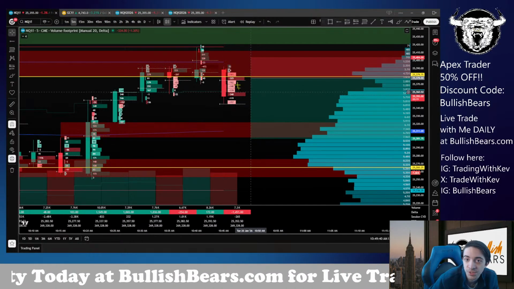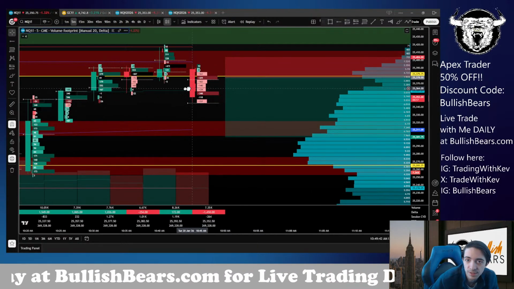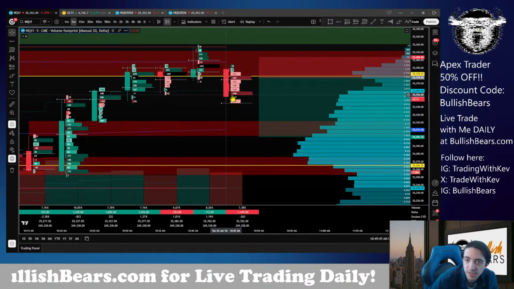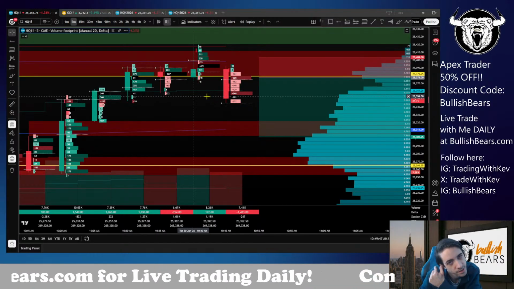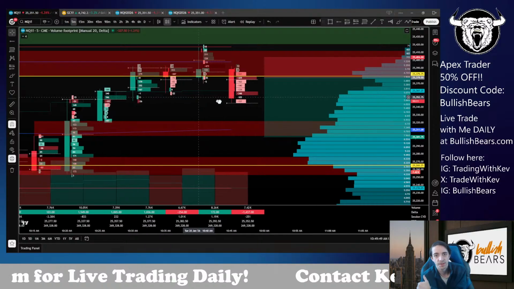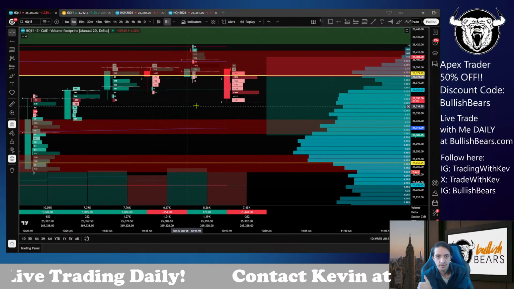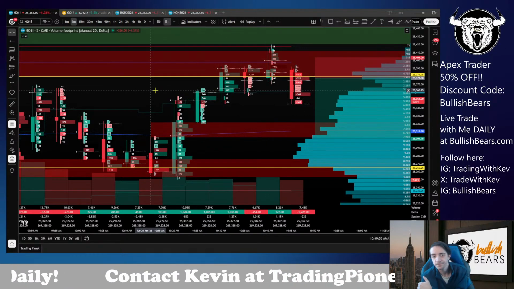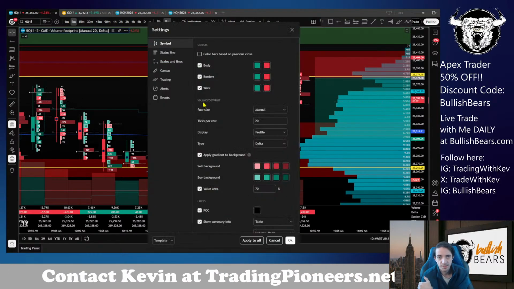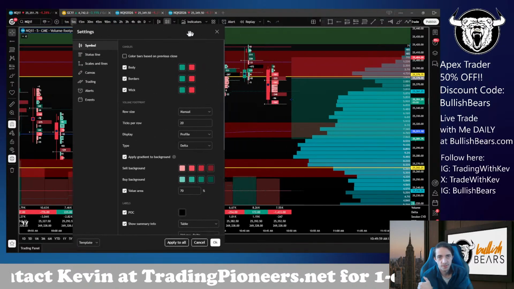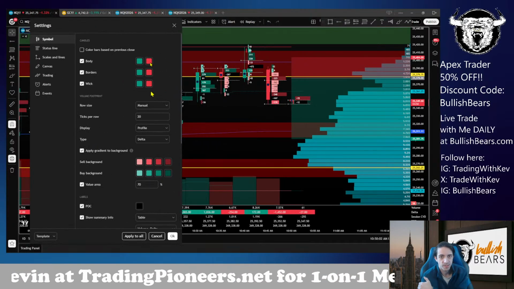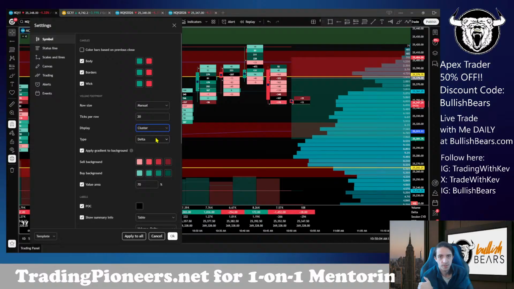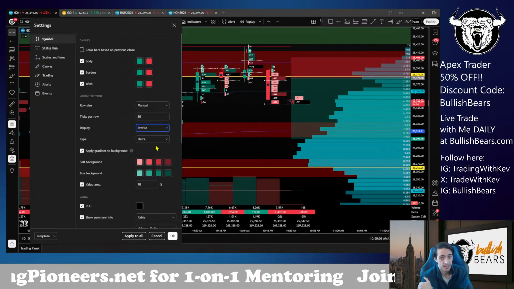Oh, there we go. Just picked up. Big seller stepped in right there. Big order right there, because that went from negative 100 to negative 348, and the volume spiked. That's pretty cool. That is the volume footprint with Bookmap, using it instead of cluster as profile.